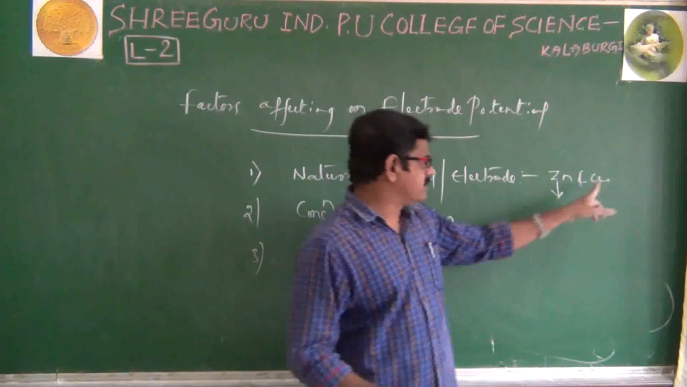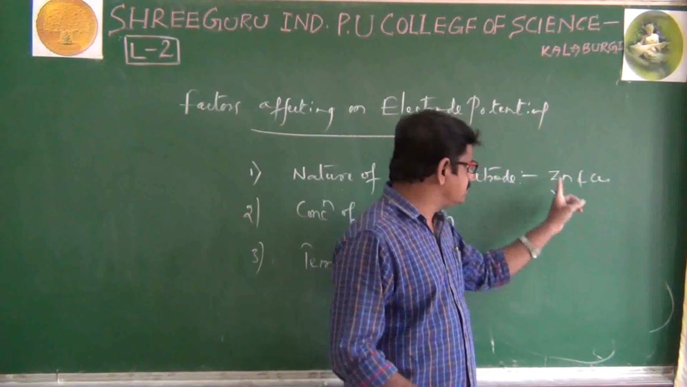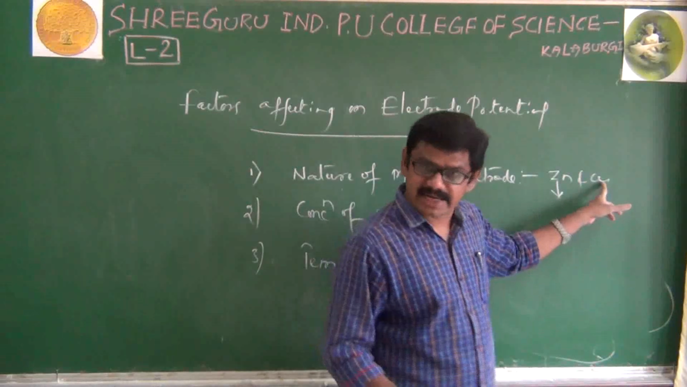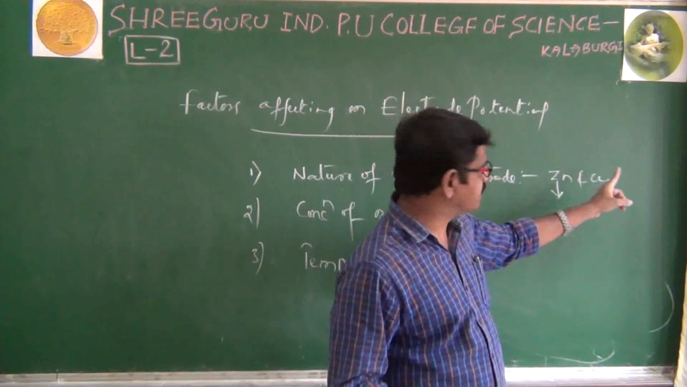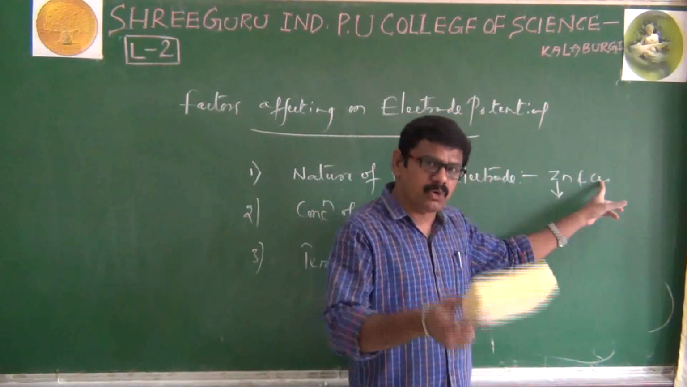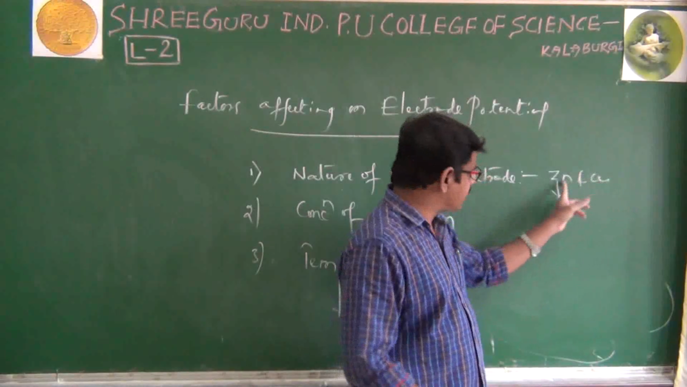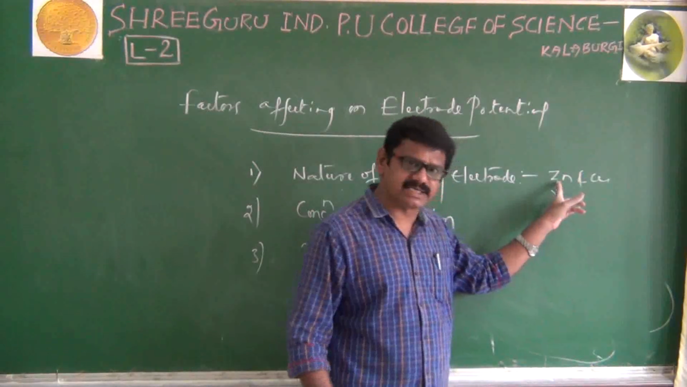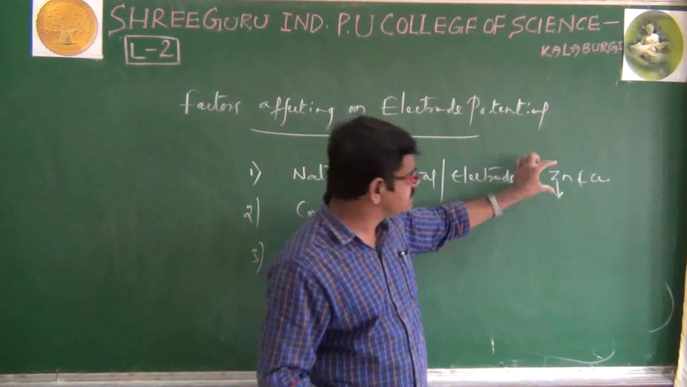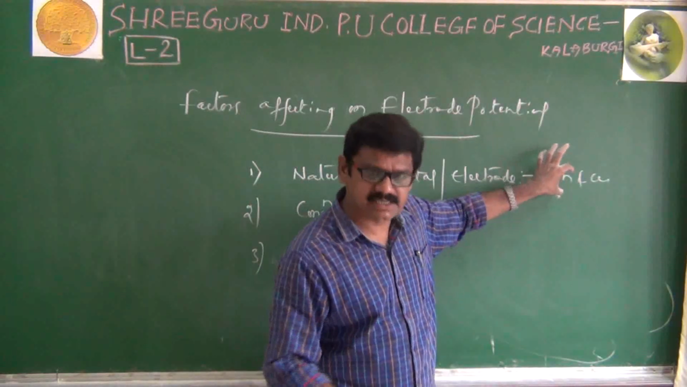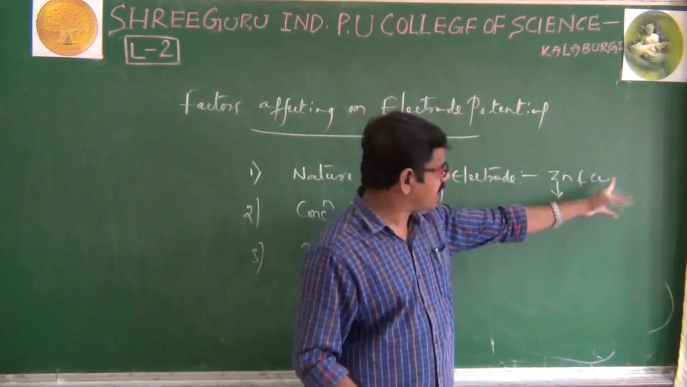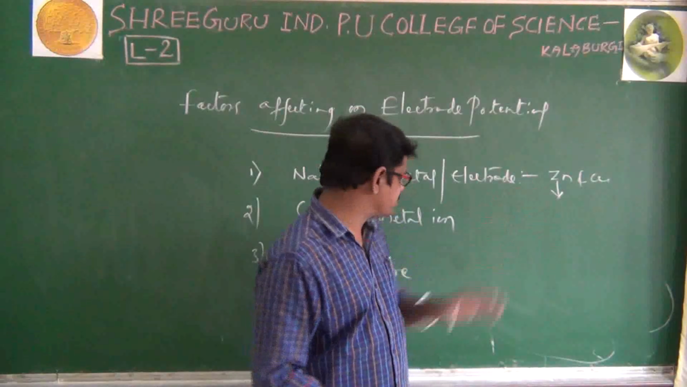And vice versa. What about copper? When you compare zinc and copper, copper has a tendency to undergo reduction. That's why copper has more reduction potential than zinc. Once again, zinc has a tendency to lose electrons, which means zinc undergoes oxidation easily. That's why its oxidation potential is more than copper. This is the first point.